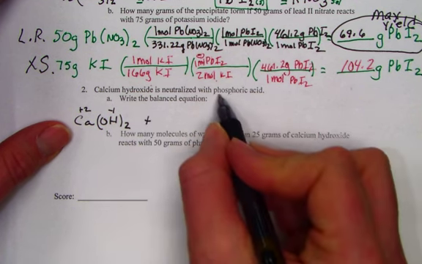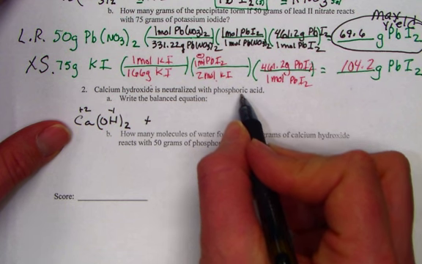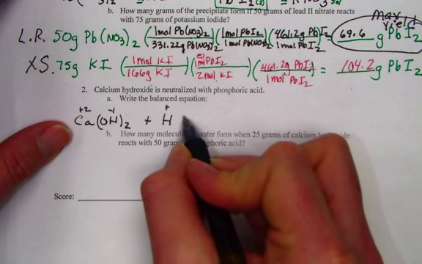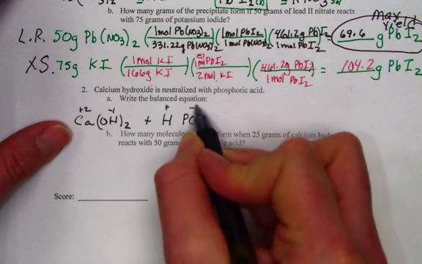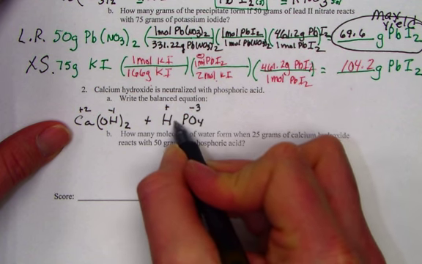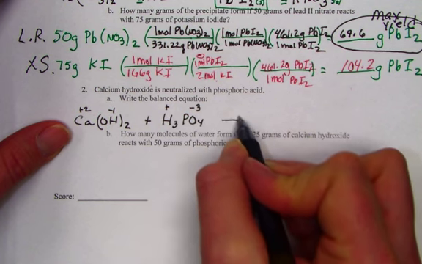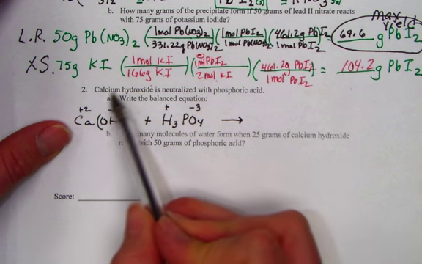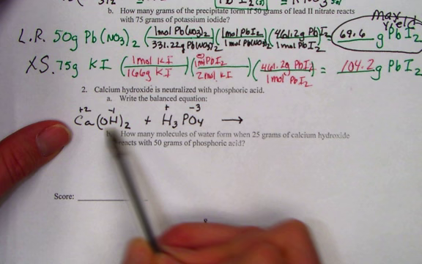Acids and bases neutralize. We will need the formula then for phosphoric acid. The -ic comes from -ate as we're writing out our acid formula. Hydrogen, who has a +1, the polyatomic ion phosphate carries a -3. We have H3PO4.